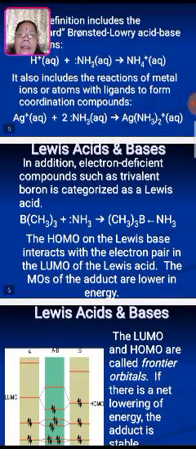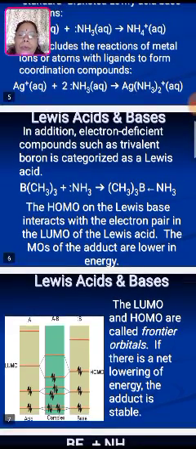Lewis acids and bases. In addition, electron deficient compounds such as trivalent boron are categorized as Lewis acids. So trimethyl boron, when it is added with ammonia, forms (CH3)3B with ammonia, whereas ammonia has donated the pair to the boron.